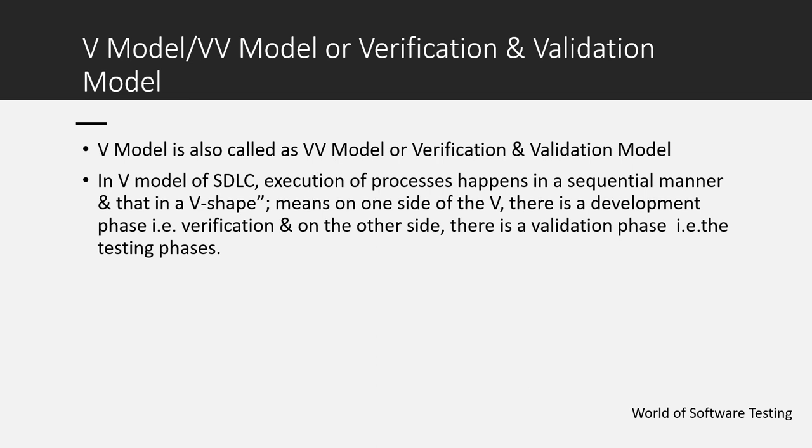In the V model of SDLC, the execution of processes happens in a sequential manner in a V shape. That means on one side of the V there is the development phase, that is verification, and on the other side there is the validation phase, that is the testing phase.